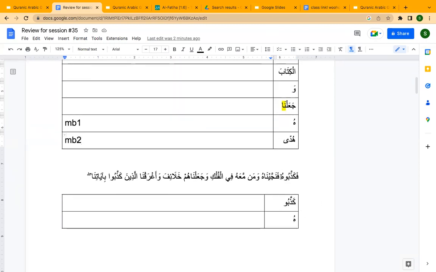Now look at this attached pronoun, hu. What will you label this hu? Let me see who is there in class. Farheen, Lena, Rubin. I need answers from you guys as well. Okay.